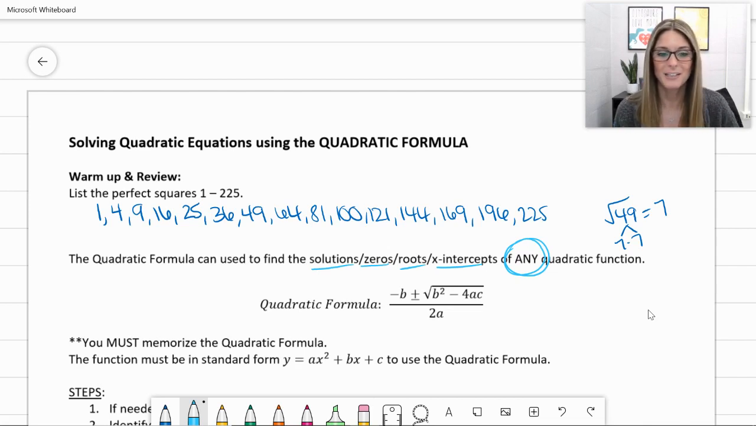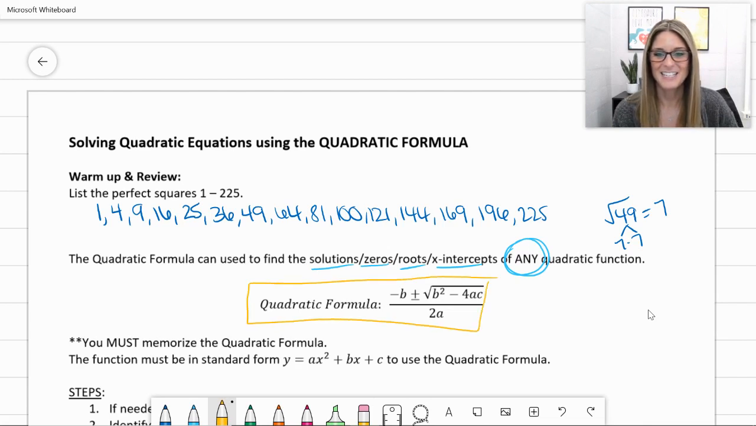Now, the quadratic formula itself does look like a lot. Here it is right there in the center. It is negative b plus or minus the square root of b squared minus 4ac. And that 4ac right there is all getting multiplied. See how they're bumped up? All divided by 2a. Notice all of it is divided by 2a. So a couple things there.